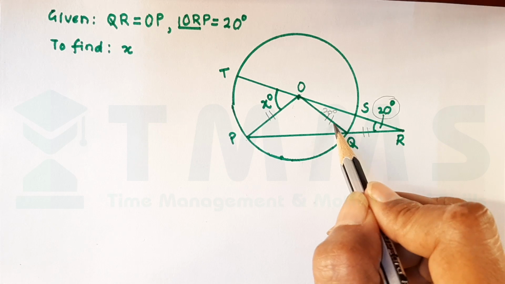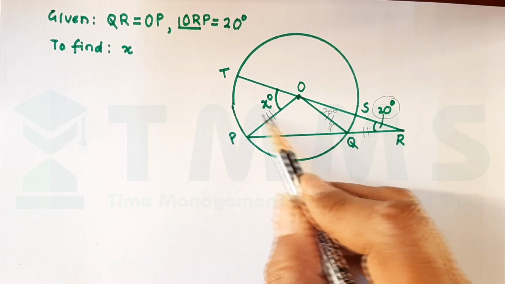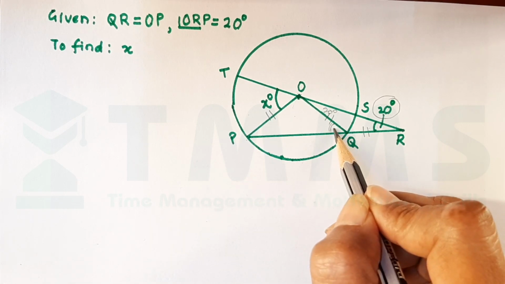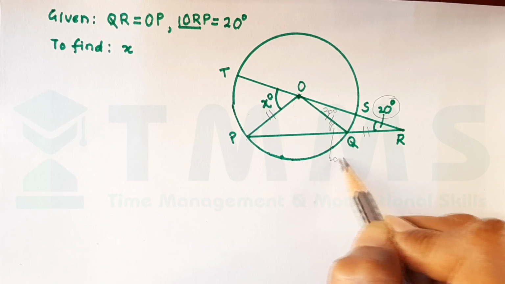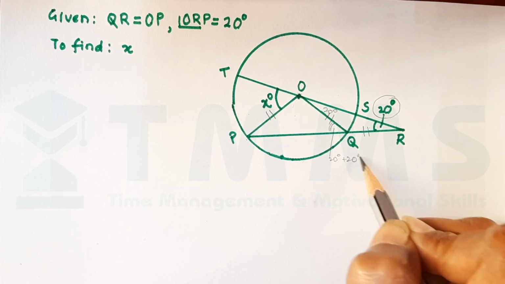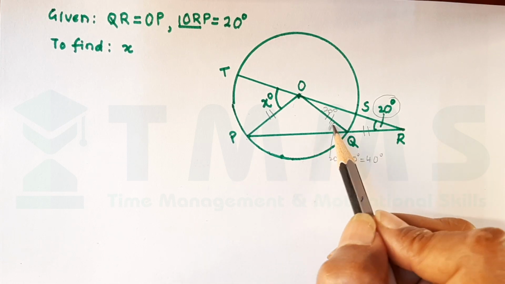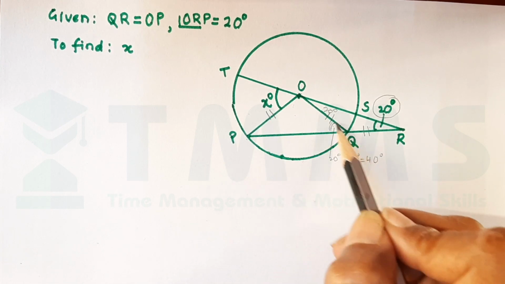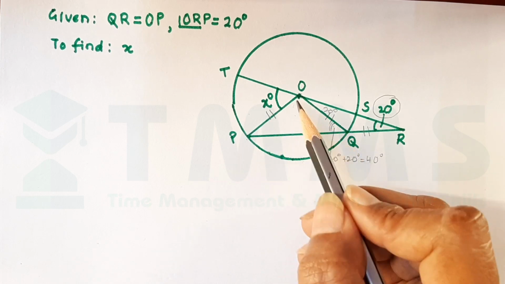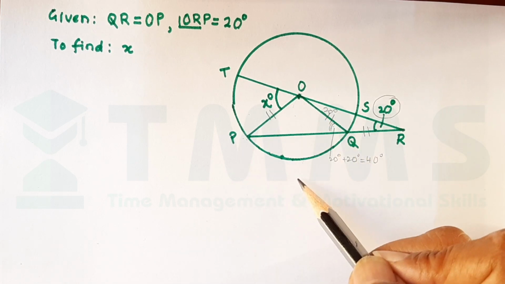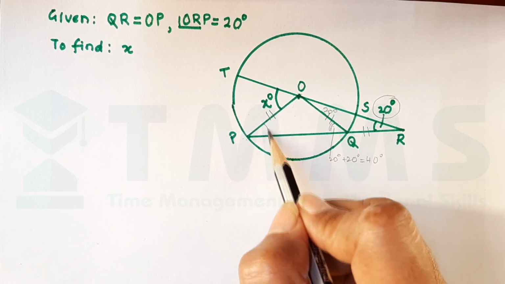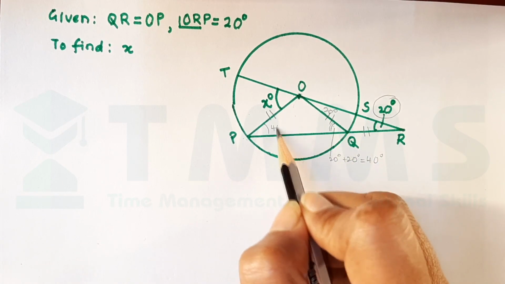Alright, now what does this angle become? See, slowly we are moving this side. So how much is this angle? Won't this be 20 degrees plus 20 degrees? So this one becomes 40 degrees. Now this angle is part of this triangle. Now in this triangle, OP and OQ are equal. And so even this angle becomes 40 degrees.